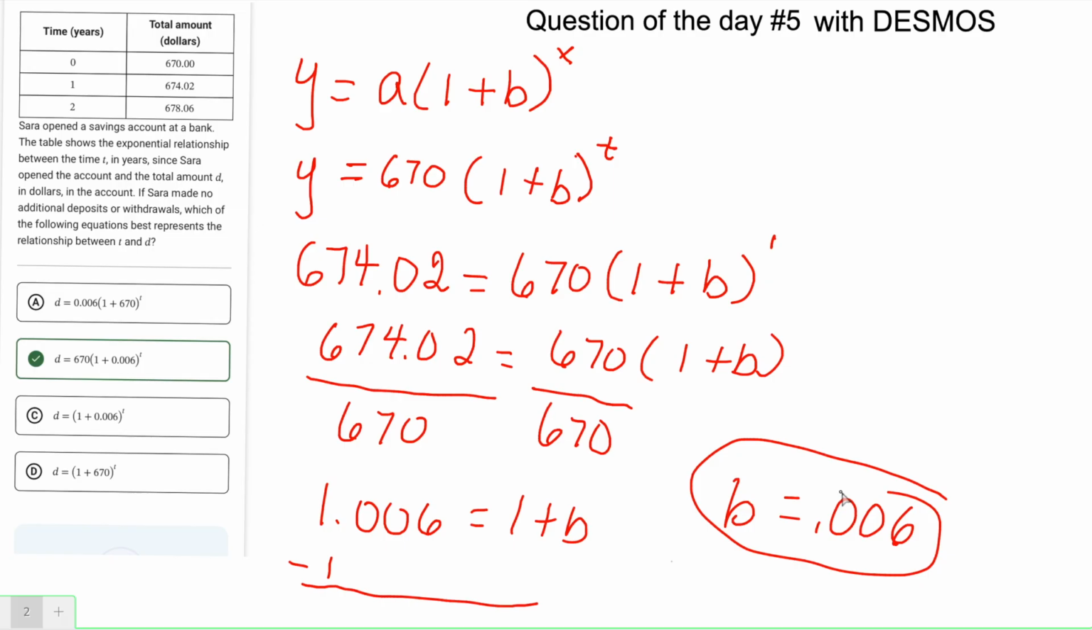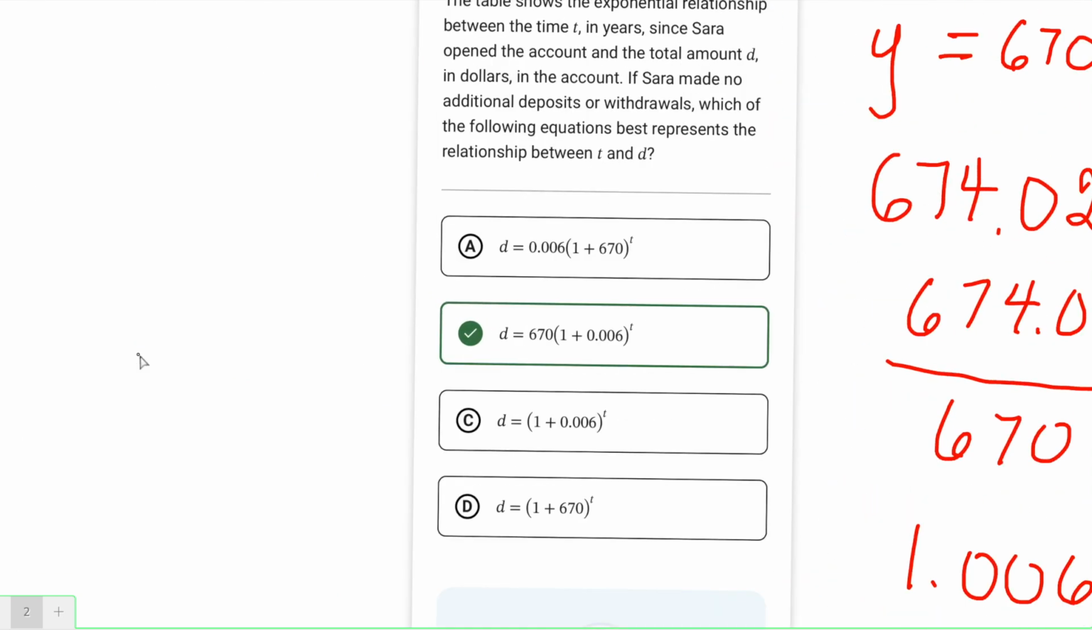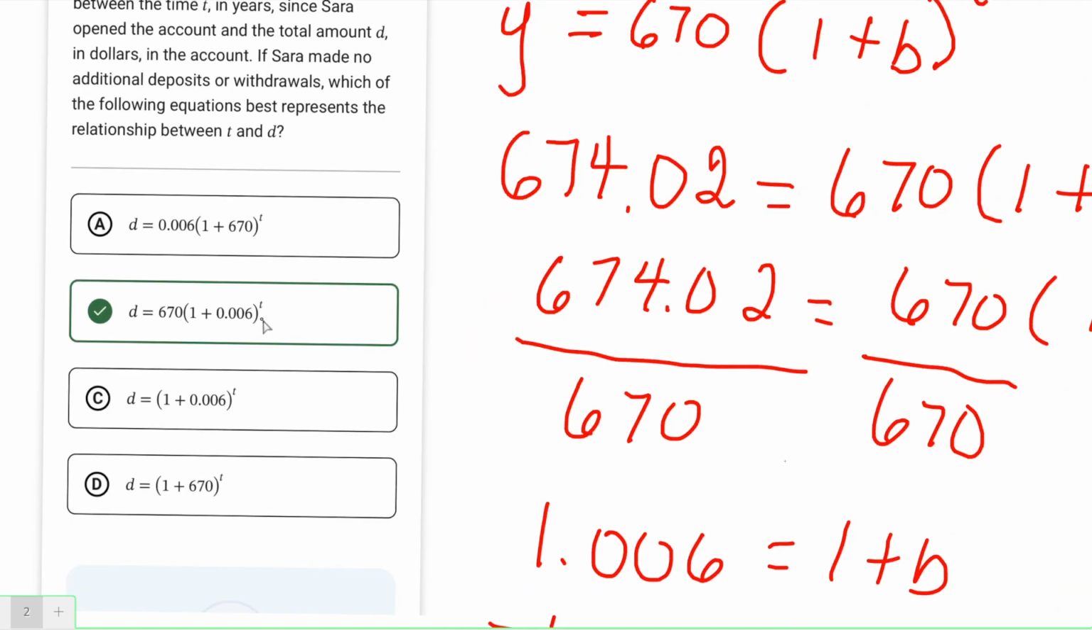So which one is the best function? Best function is B, right here. We have 670 as our initial amount. It's an increasing function, and we have 0.006 and your exponent T. All right, so this is the best one. This one is not, because obviously we don't have the initial amount. This one is not. Look where the initial amount is. That's not what B should be. B should be the rate, the interest rate. And then this one is incorrect. The interest rate does not go in the front.